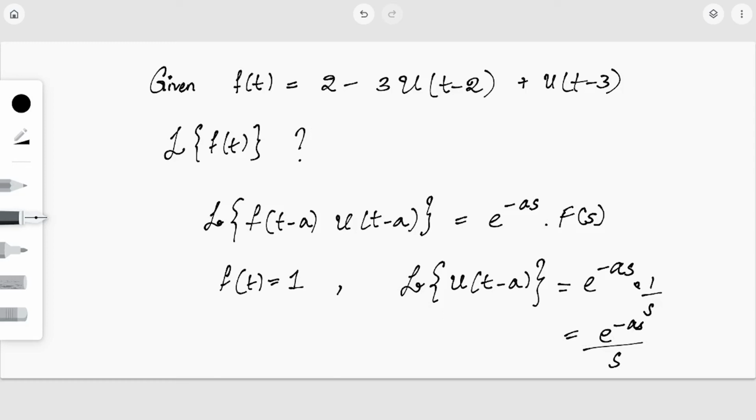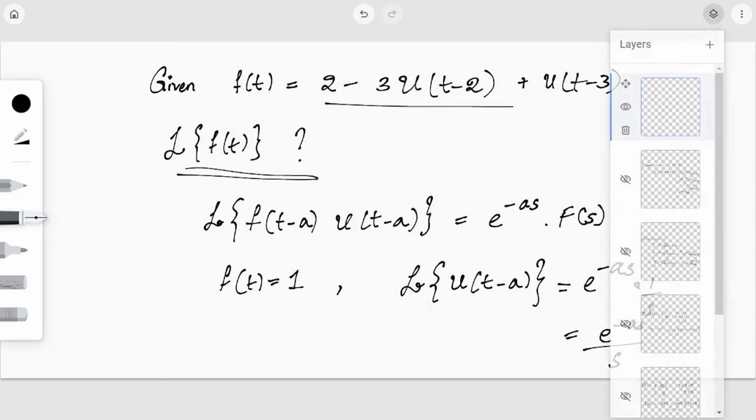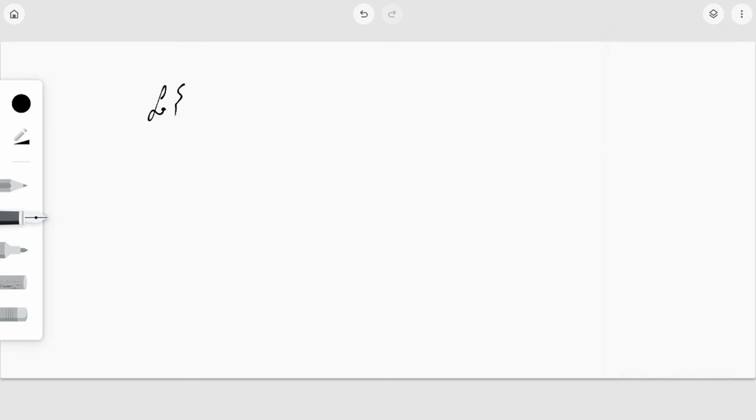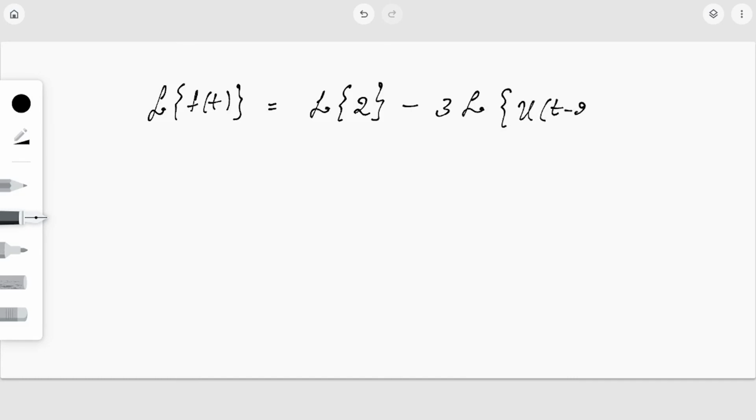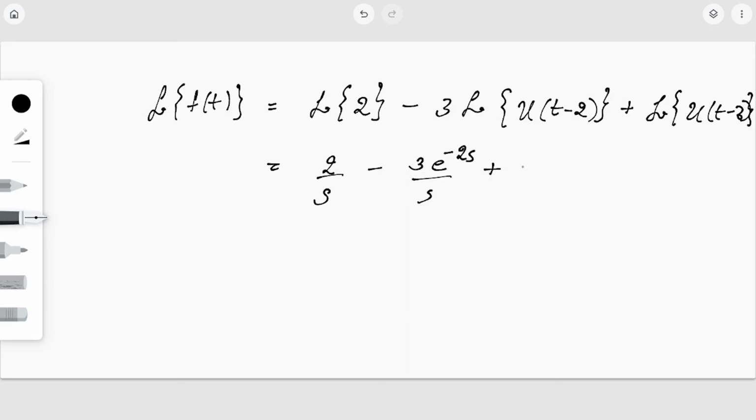Okay, so now we can find the Laplace transform of this particular function. This will be easy. Let me just write it out. L of f of t will be equal to the Laplace transform of 2 minus 3 into the Laplace transform of the unit step function u of t minus 2, plus the Laplace transform of the unit step function u of t minus 3. So the Laplace transform of 2 is nothing but 2 by s, and this is 3 into e raised to minus 2s by s plus e raised to minus 3s by s. Right? This will be the corresponding Laplace transform.